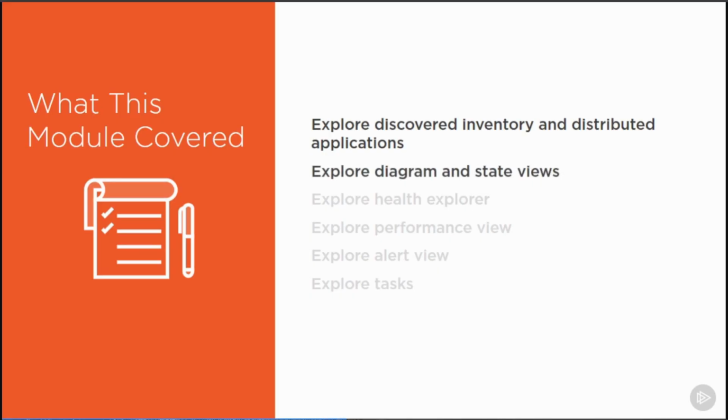From there, we dug into the diagram and state views. We took a very deep look at Health Explorer and how it really does a good job, once it's been well tuned, for identifying which sometimes deeply buried misconfigurations can later create a much bigger problem on any individual object. We looked very cursorily there at the performance view because there aren't all that many performance counters yet here in the infrastructure. We also looked at the alert view and explored the different tasks that are available depending on which of the objects that we select.